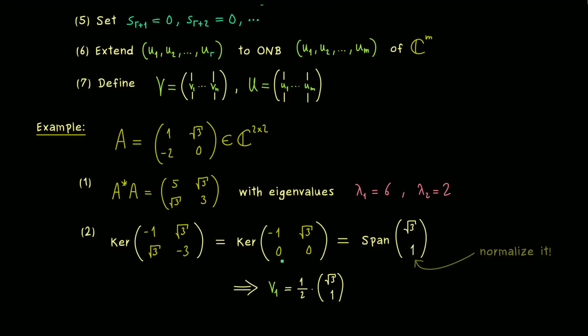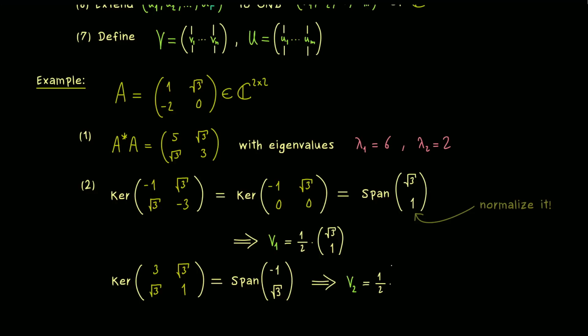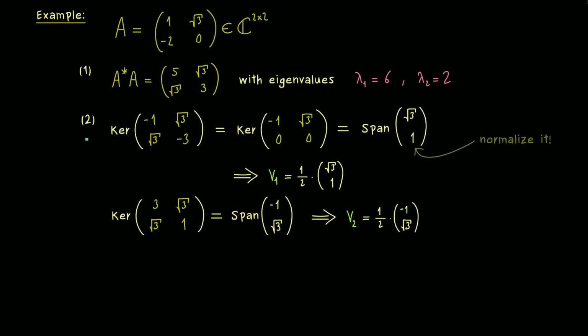And now, not so surprising, we can do a similar thing with the second eigenspace. So there we have 3 and 1 on the diagonal. And then also easy to see, we just have -1 and the square root of 3 for the vector. Which means after normalizing it, we also have our v2. So in that case, we don't have any big problems with step 2.